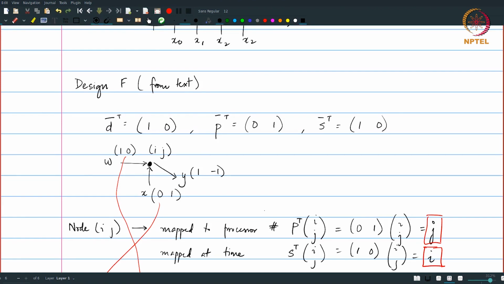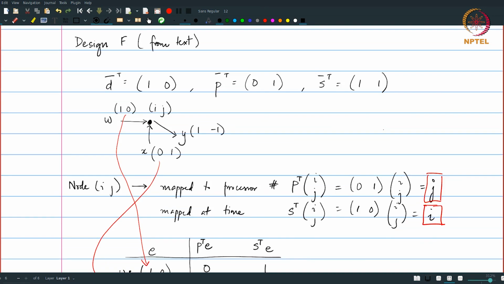I need to make a correction over here. The S transpose for the case that we have over here actually corresponds to a slightly different value. It corresponds to the value 1, 1 and not 1, 0. What that means is further that with this value over here, 1, 1 and ij, it corresponds to i plus j for the time at which the ijth node is going to be scheduled.